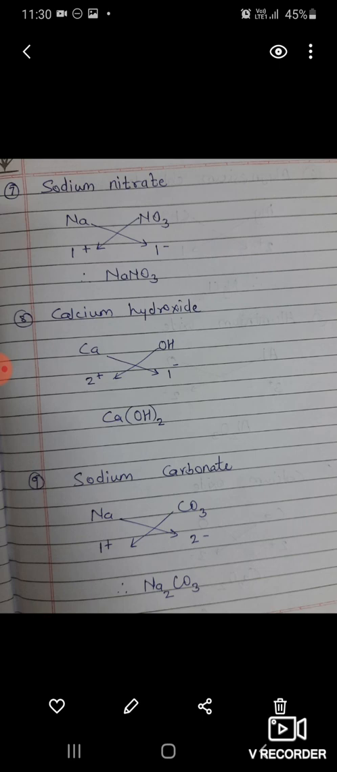Next, sodium carbonate. Symbol for sodium Na. Carbonate polyatomic ion CO3. So from valency you can check Na is 1 plus, CO3 is 2 minus, carbonate is 2 minus. So after crossing we get Na2CO3.